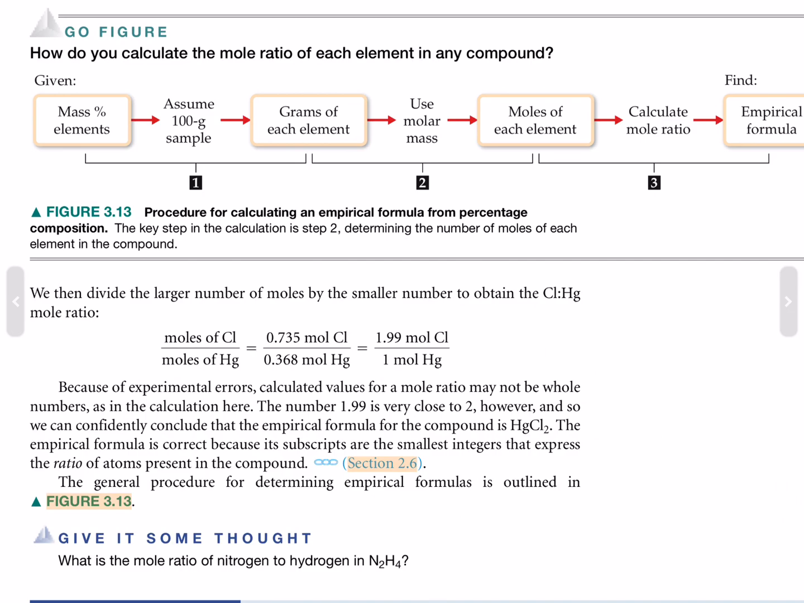The key step in the calculation is Step 2, determining the number of moles of each element in the compound. If you are given the mass percents of all the elements, assume a 100-gram sample and immediately those percentages turn into grams. You go from grams of the element through the molar mass, using the periodic table, to find moles of each element. Then take the smallest number of moles and divide it into all of them and get a ratio. And when you can get a whole number ratio, you've got the empirical formula.